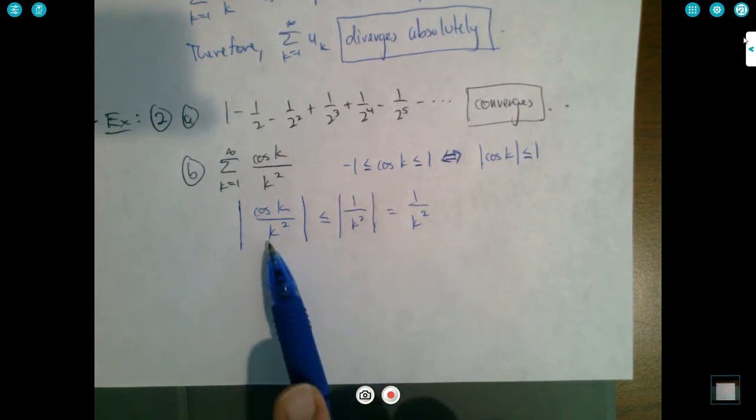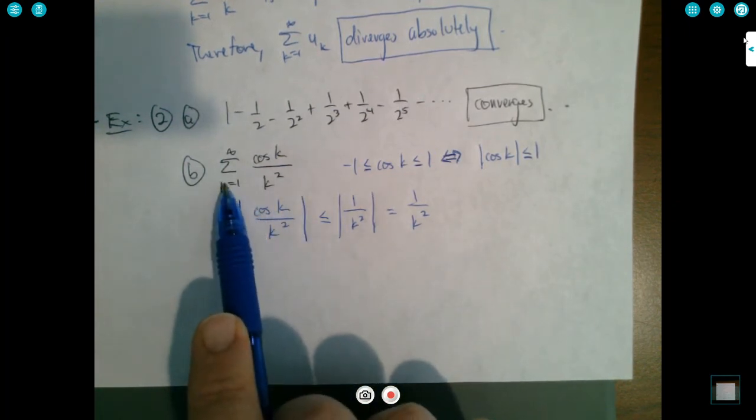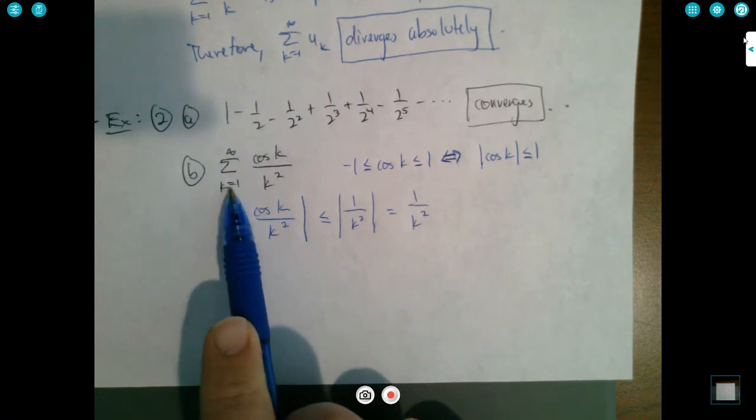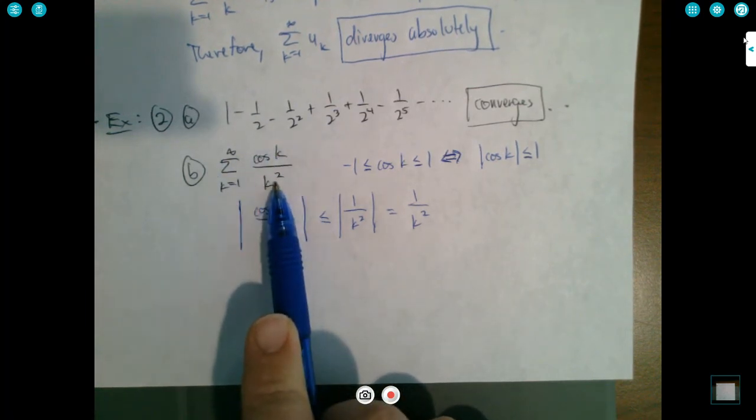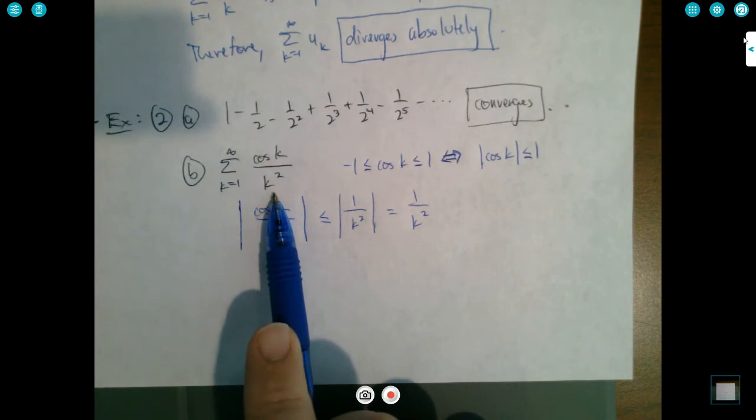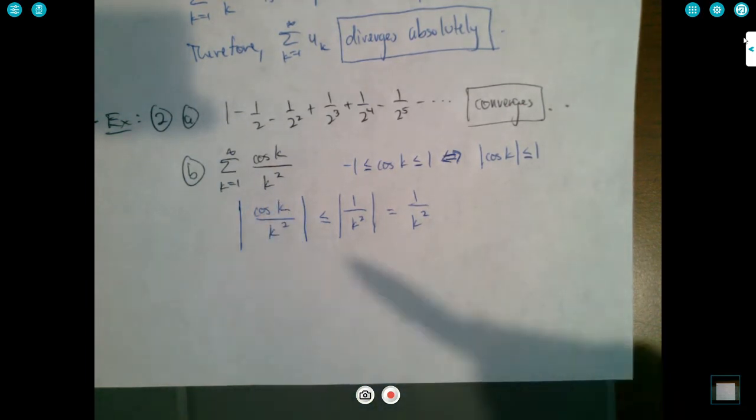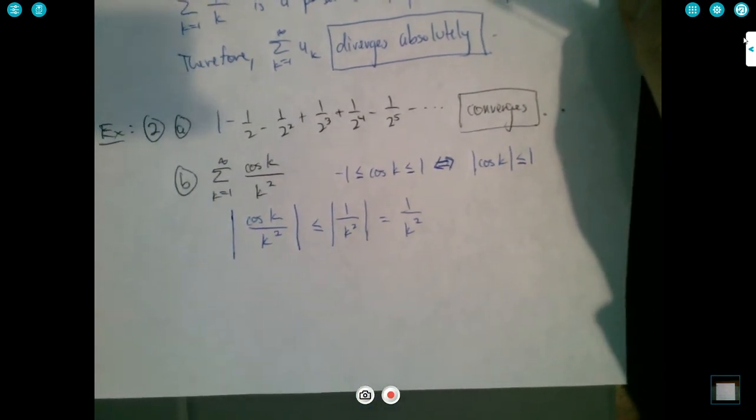So what have I shown? I've shown that the absolute value of this series converges, and therefore this series converges absolutely. And since it converges absolutely, it converges. Okay? So let's write that all out.